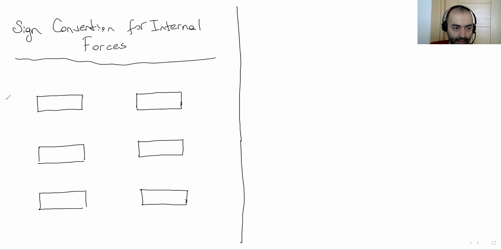The first one is N. What is it? Axial force. Let me change color here. Red. Remember, axial force is in the direction of the axis of the structural member. If the force goes out from my member, it's tension and it's positive.